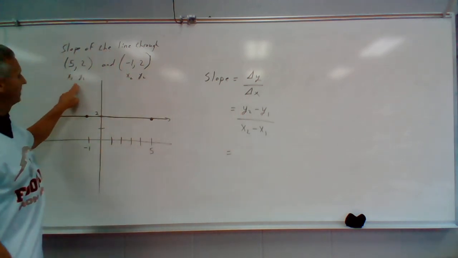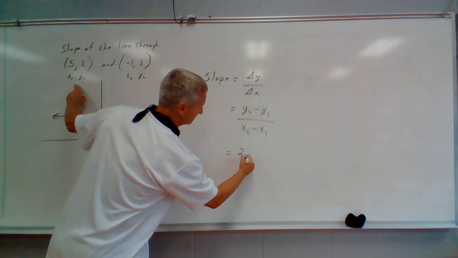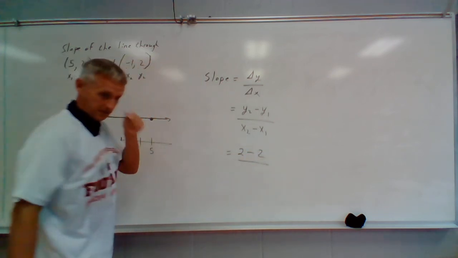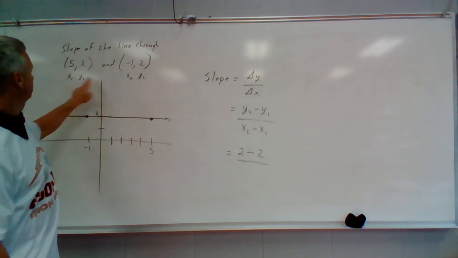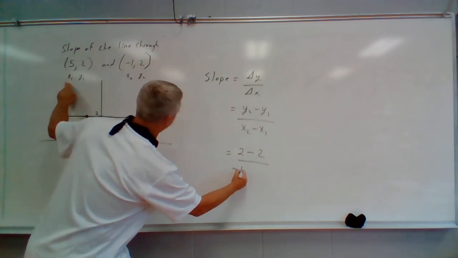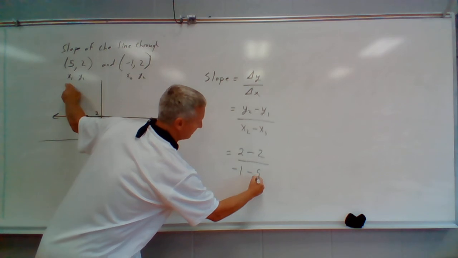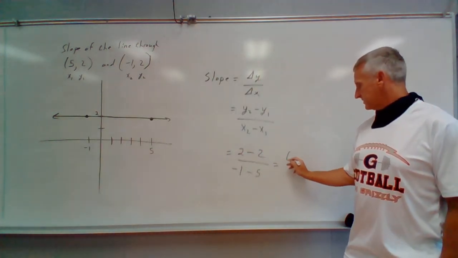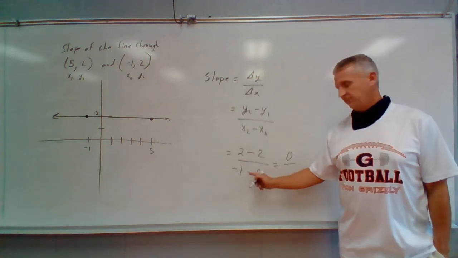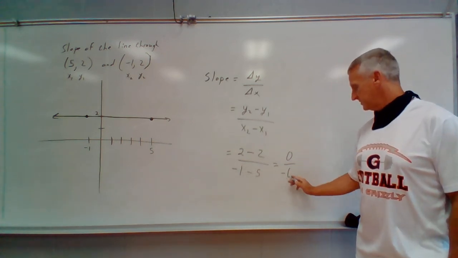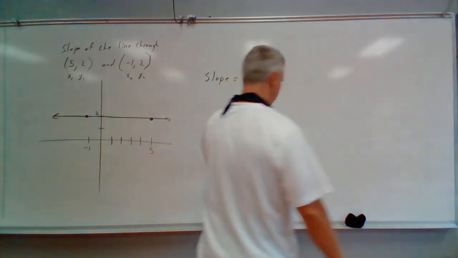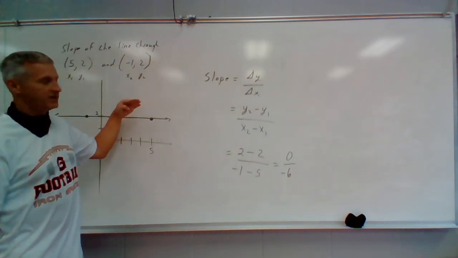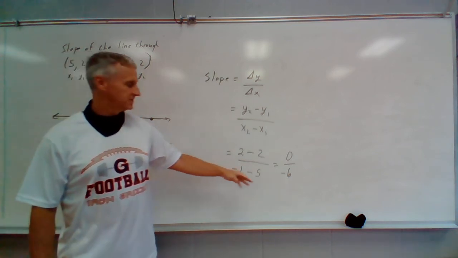So y2 minus y1, that would be 2 minus 2 on the top. And on the bottom, we've got x2 minus x1. That's negative 1 minus 5. Okay, 2 minus 2 is 0. Negative 1 minus 5 is negative 6. So my change in y was 0. The line doesn't go up or down. There is no change in y, where the change in y is 0.